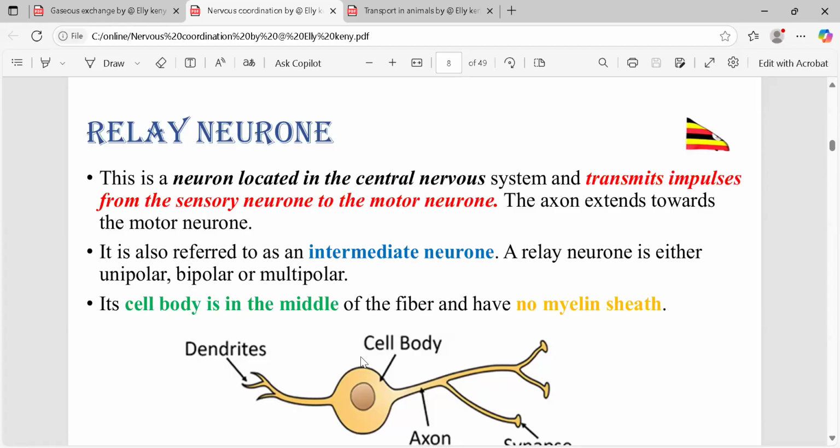So its cell body is in the middle of the fiber and it has no myelin sheath. This one has no myelin sheath because it has no information to transfer.